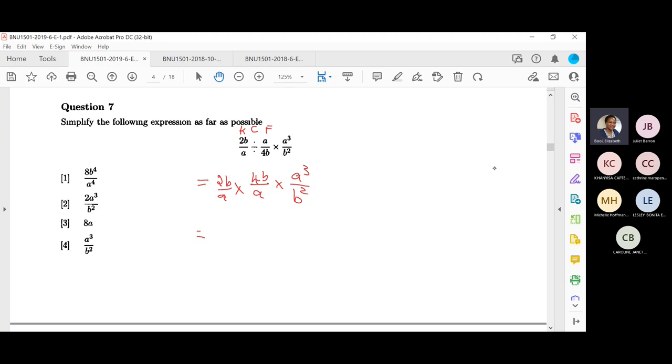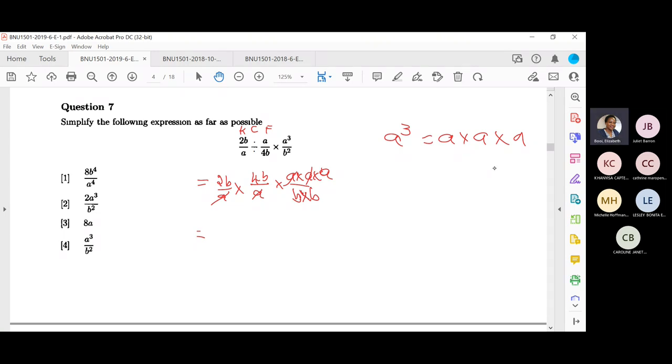So for example, if you look at a cubed, and we spoke about this, it's a multiplied by a multiplied by a. So I can rewrite a cubed as a multiplied by a multiplied by a, so that I can simplify it with those other ones at the bottom. And b squared, I can also write as b multiplied by b. Now, a and a will cancel out, a and a will cancel out, and I will be left with a at the top.